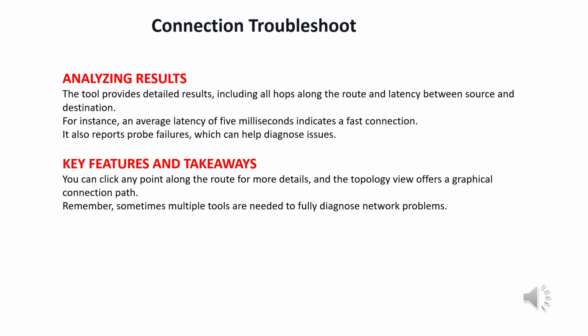The tool provides detailed results, including all hops along the route and latency between source and destination. For instance, an average latency of 5 milliseconds indicates a fast connection. It also reports probe failures, which can help diagnose issues. You can click any point along the route for more details, and the topology view offers a graphical connection path. Remember, sometimes multiple tools are needed to fully diagnose network problems.